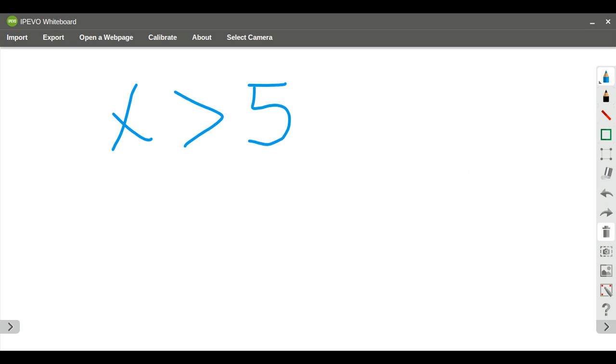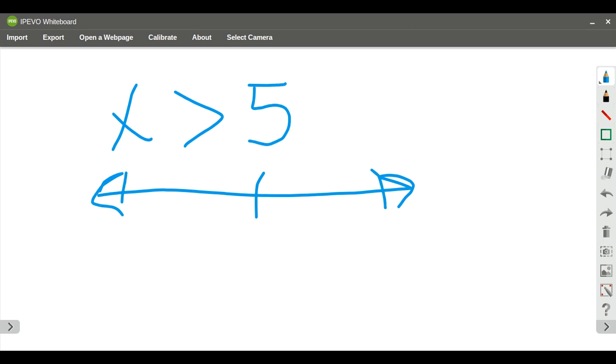When we graph an inequality, we're going to first start by building a number line and labeling it. This number line, I'm going to go ahead and build it out to 10. I'm going to divide it, so there's my 0, 10, 5, and then I'm just going to fill in my points. Okay, so I've built my number line and marked it.